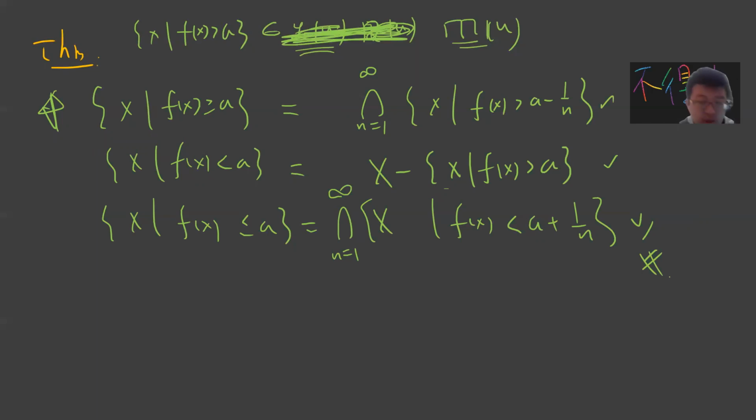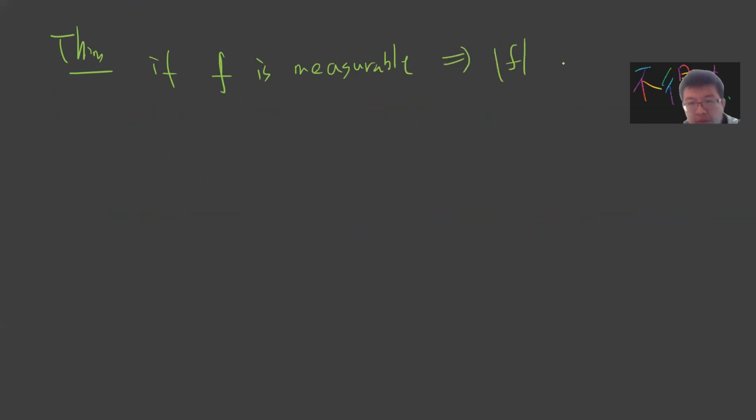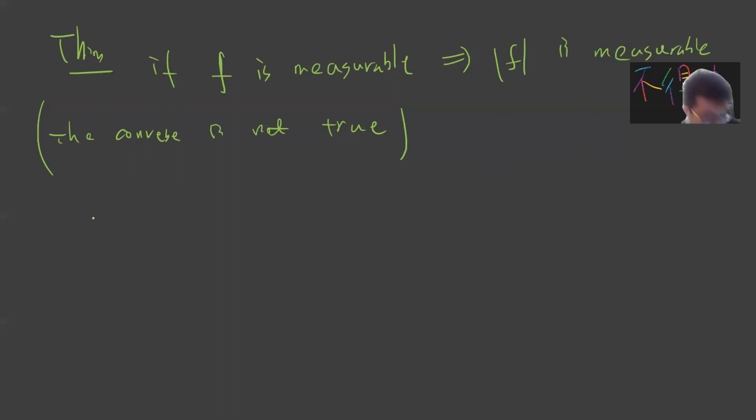Okay, so theorem. This is also common. If f is measurable, then the absolute value of f is measurable. The converse is not true, but I may tell you in the future why. The reason is that, say, f of x. So I can ask this.